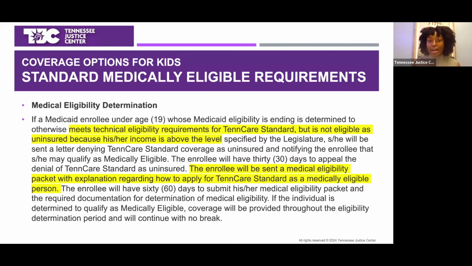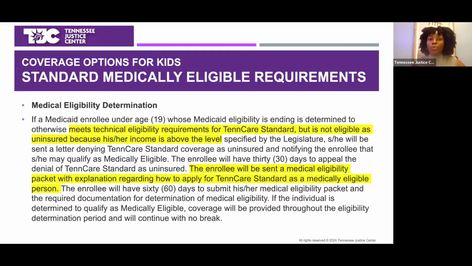So the process of getting onto TennCare Standard medically eligible is that when a child is being disenrolled from TennCare MAGI, if TennCare determines that the child meets the technical eligibility requirements but not the financial eligibility requirements for TennCare Standard, that is, TennCare acknowledges this child is rolling off of TennCare and they do not have access to other insurance, those are the technical requirements, but they are above 211% of poverty, TennCare will send a medical eligibility packet that the family must complete and return along with medical records within 60 days.